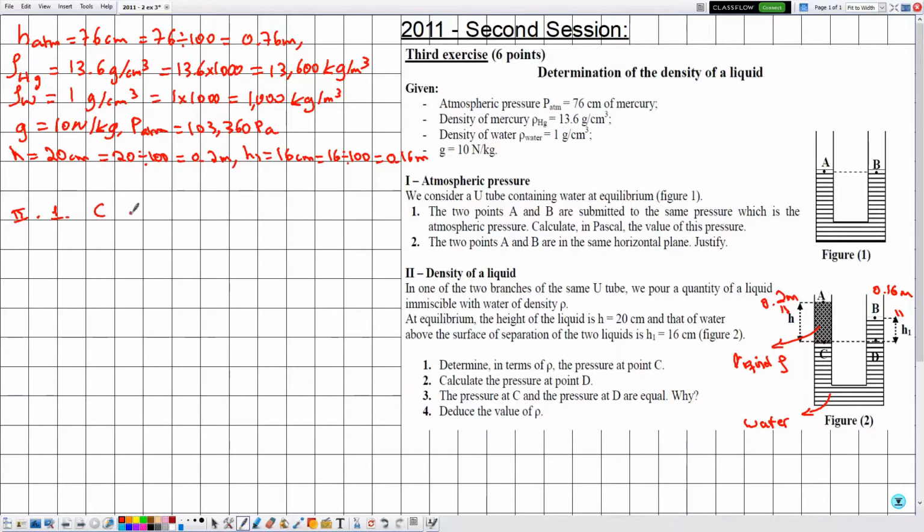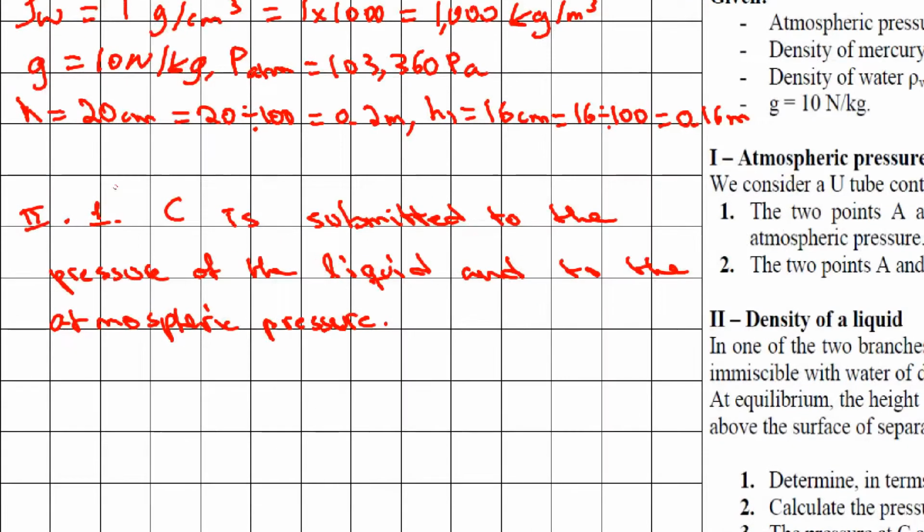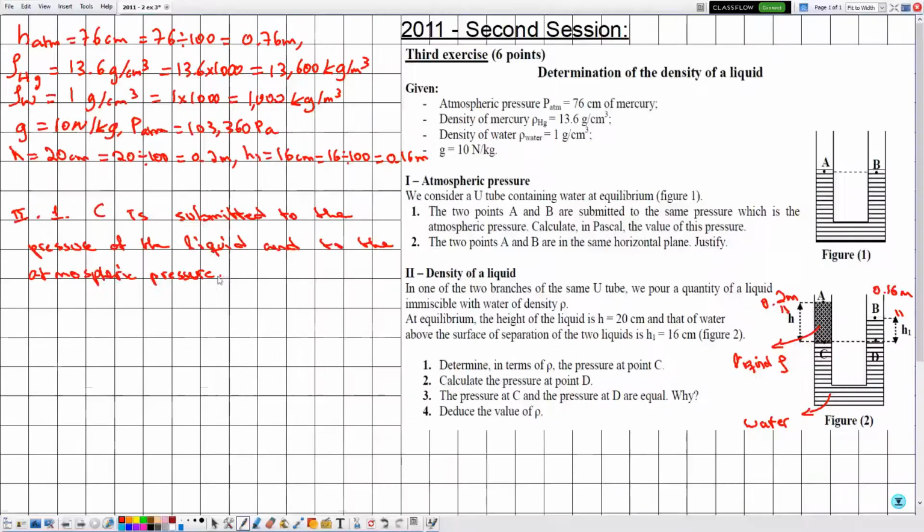Then let's say C is submitted to the pressure of the liquid and to the atmospheric pressure. Usually they give half a mark for this statement. Now we are ready to determine the pressure at the point C.